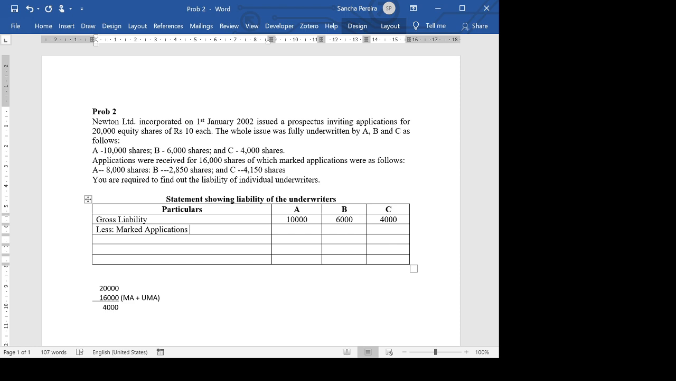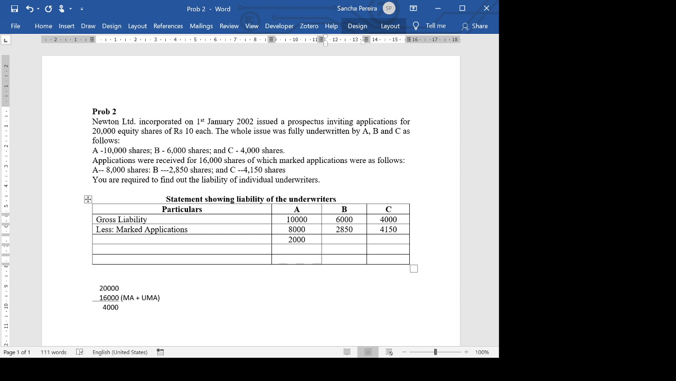Less marked application. They have already given us the marked applications. Shares of which marked applications were as follows: A, it is 8,000. B, it is 2,850, and C, it is 4,150. Okay. If we minus this, what's the meaning of this? A initially had a liability of 10,000. Now, since he has received certain applications in his favor, his liability now has come down to 10,000 minus 8,000. 8,000 has already been taken up by the investing public. His liability has come down to 2,000.